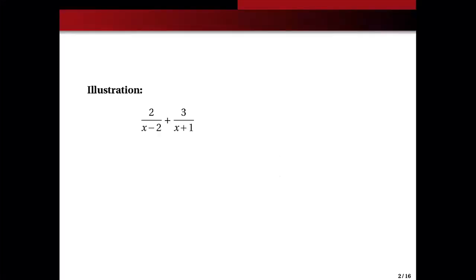So for example, let us consider this sum of rational expressions. You have here 2 over x minus 2 plus 3 over x plus 1. We can combine this into a single rational expression by doing the addition of fractions. I hope you remember that. If not, just try to recall how to add or subtract fractions. The same method will be used.